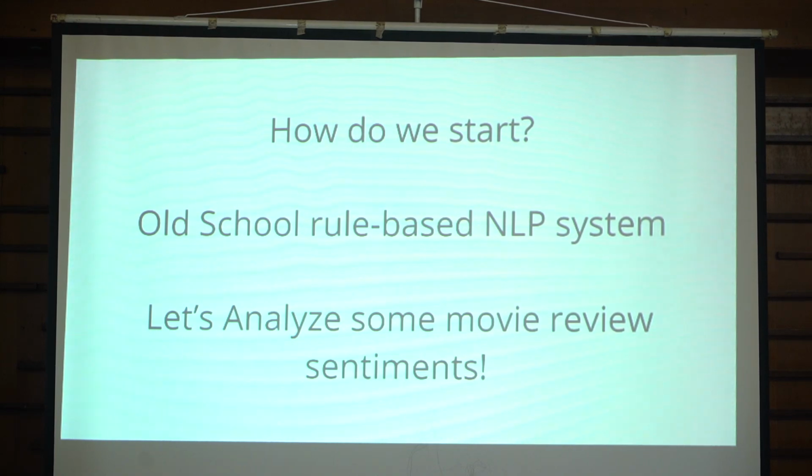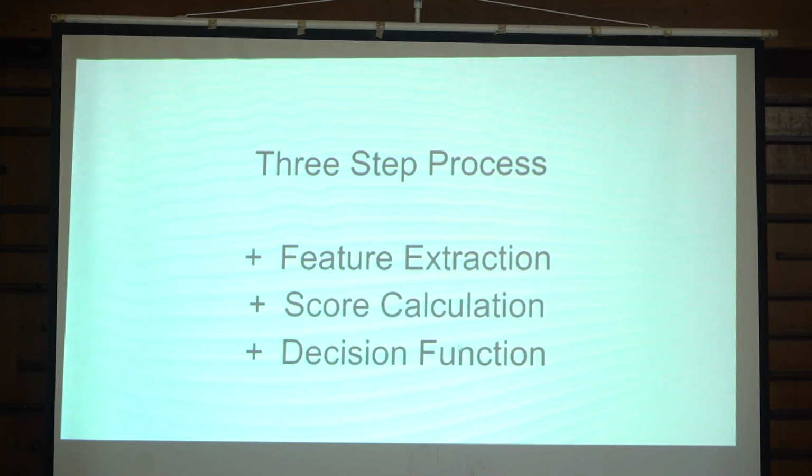You should start with the old school rule-based NLP system. Unfortunately, we do not have time to do this hands-on right now and analyze some movie review sentiments, but here is what an old school rule-based NLP system looks like. You have to do 3 things. Again, let's keep it very simple: feature extraction, score calculation, and decision function.